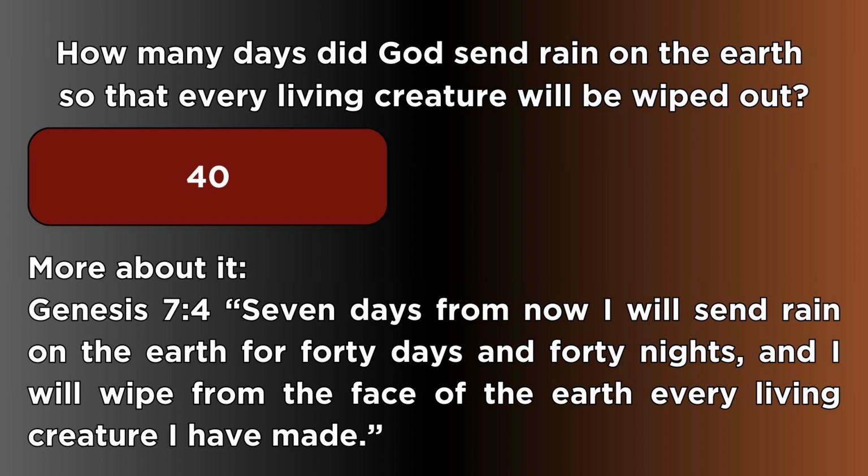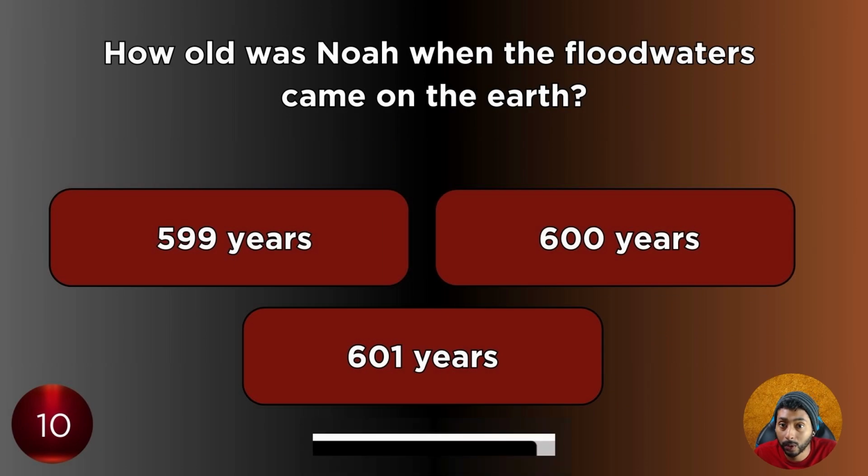40. Genesis 7:4. 7 days from now I will send rain on the earth for 40 days and 40 nights, and I will wipe from the face of the earth every living creature I have made. 10. How old was Noah when the floodwaters came on the earth? 599, 600, or 601 years?